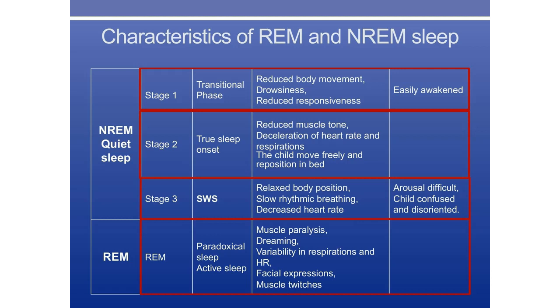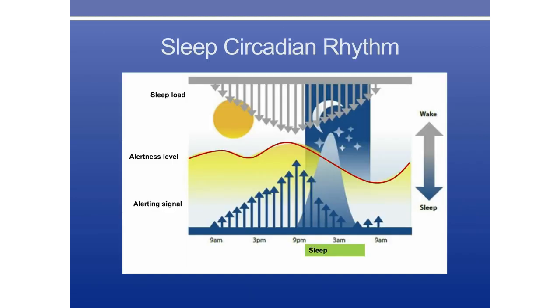REM sleep is also called paradoxical sleep. Paradoxical because the brain is very active. This is where the dreaming happens, but the muscles are almost paralyzed so as not to enact the dreams. There may be a lot of muscle twitching and facial expressions. That was about the phases and time and duration of sleep.